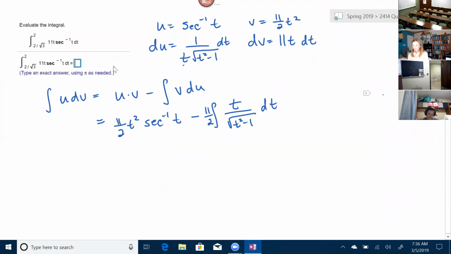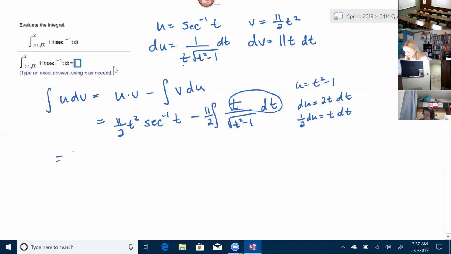It's going to have to be another u sub. Very good. So yeah, you really don't have many things to integrate, right? It either shows up on your sheet or you have to do some sort of manipulation. But if you let u equal t squared minus 1, then du is going to equal 2t dt. And you have t dt right here, right? So that means 1/2 du is equal to t dt.